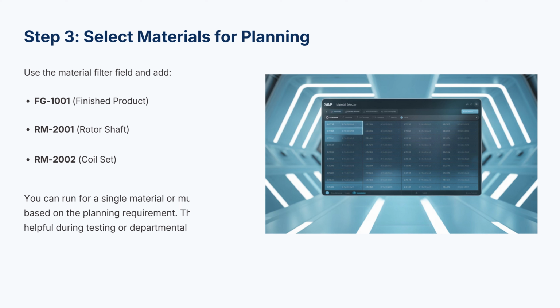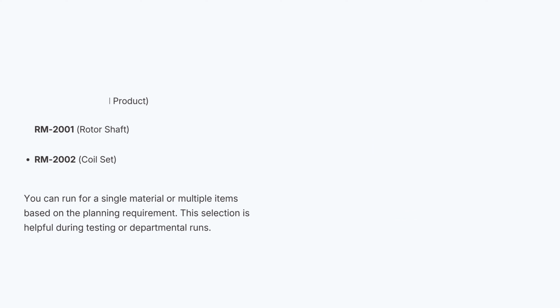Step 3. Select materials for planning. Next, specify the materials you want to plan. Add FG1001, RM2001, and RM2002 in the filter section. You can also add multiple MRP controllers or material groups for department-specific runs. This allows targeted planning and avoids unnecessary load on the system.